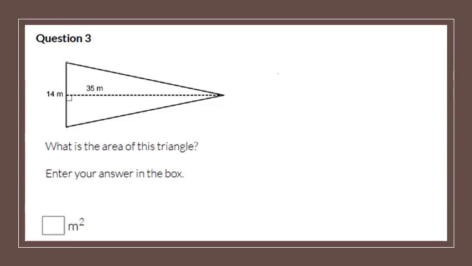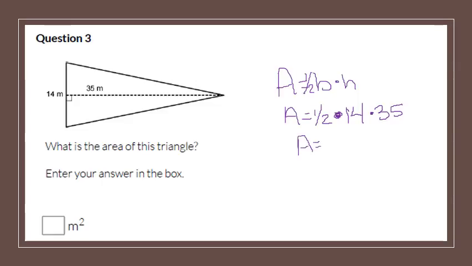Number 3, what is the area of this triangle? So these are mostly just plug it in, plug it in. Okay, so I'm going to plug in the base. That's the bottom of the triangle. That's 14 times the height, which is 35. So when I multiply 1/2 times 14 times 35, I do get that my area is 245 meters squared.